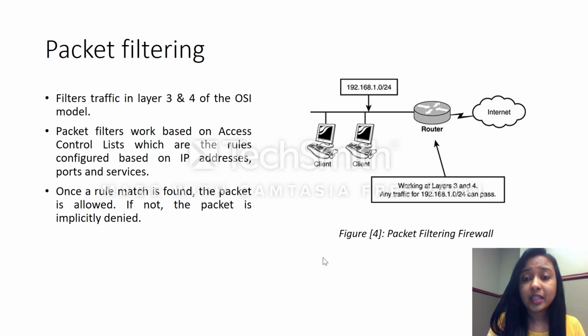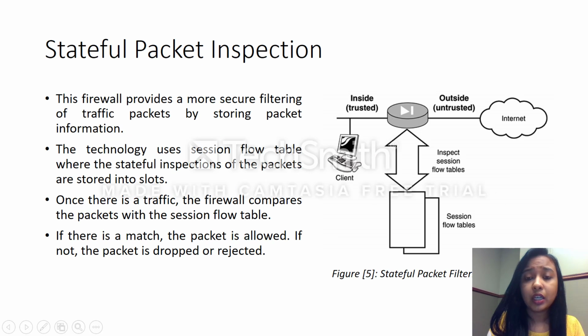While there is a traffic flow, the packets are being monitored. Once a rule match is found, the packet is allowed. In case there is no match found, then the packets are implicitly denied. So packet filtering is a basic firewall technology that is normally used.